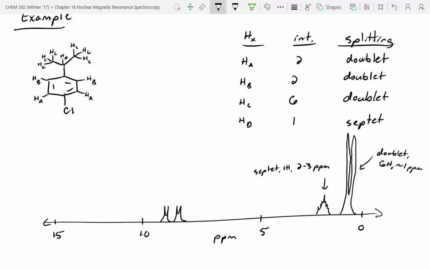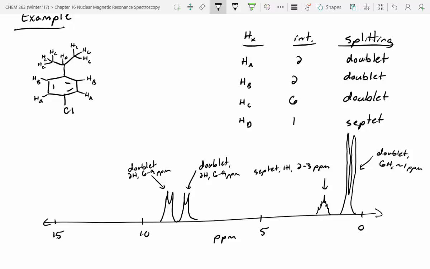So I'm going to go ahead and draw these. I know the size. Let me try to fix the size a little bit. This will be a doublet, 2H, 6 to 9 ppm. This will be a doublet as well, also 2H and 6 to 9 ppm. This is what our predicted NMR would look like.